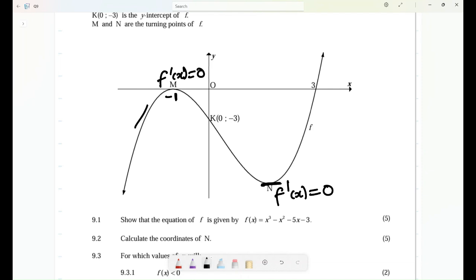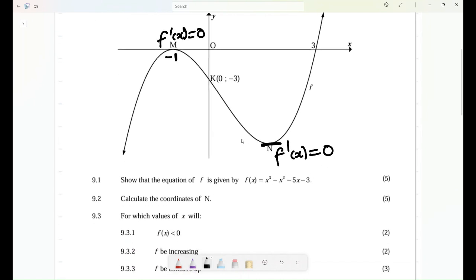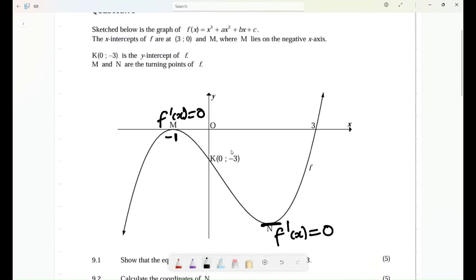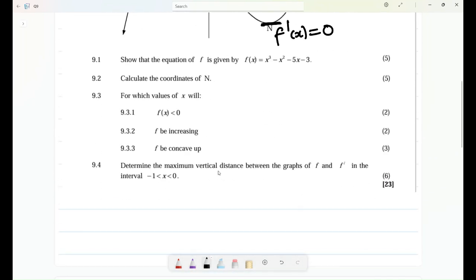The graph is neither increasing nor decreasing, but rather stationary. If you are doing physics, you know when something is stationary, it is not moving. All right, so its gradient is 0 here. So every time they want the coordinate of n, which is our turning point, you're going to say at that point f prime of x should equal 0. What is f prime of x? We're going to derive this equation.